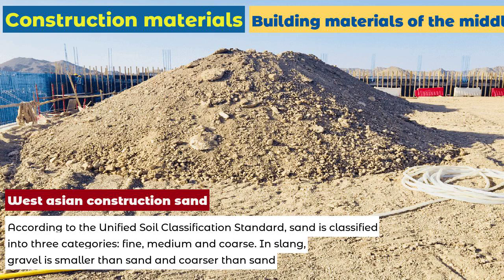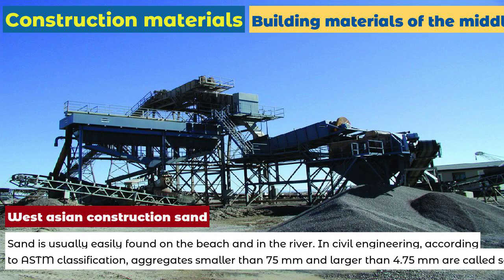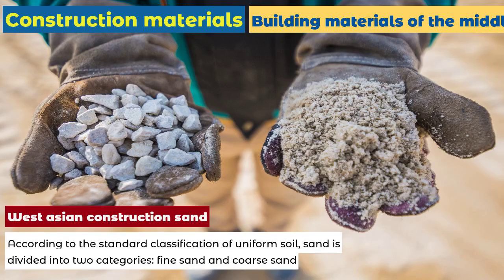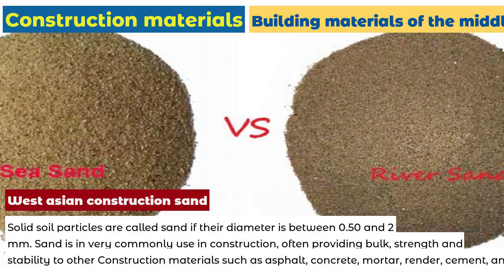In slang, gravel is smaller than sand and coarser than sand. Sand is usually easily found on the beach and in the river. In civil engineering, according to ASTM classification, aggregates smaller than 75 mm and larger than 4.75 mm are called sand. According to the standard classification of uniform soil, sand is divided into 2 categories: fine sand and coarse sand. Solid soil particles are called sand if their diameter is between 0.50 and 2 mm.